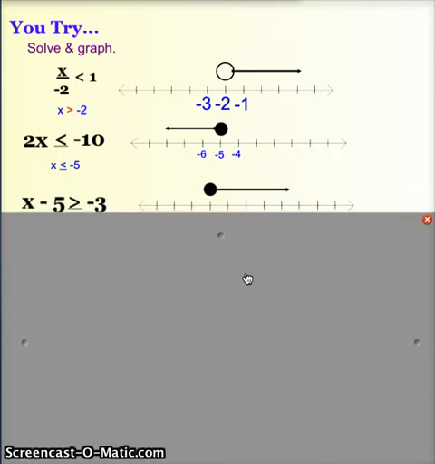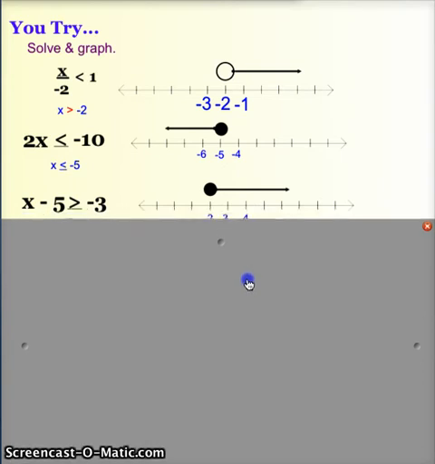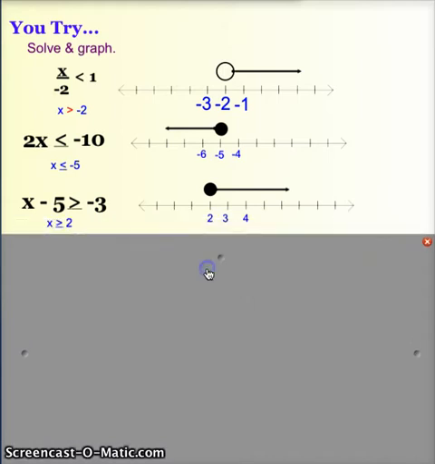Number 3, x minus 5 is greater than or equal to -3. Pause the video here. You should have added 5 to both sides, giving you x is greater than or equal to +2. Draw a closed circle on 2 because it's also equal to 2, and all numbers to the right.